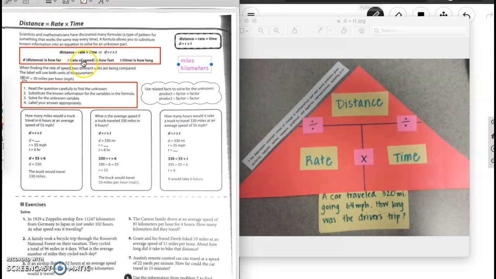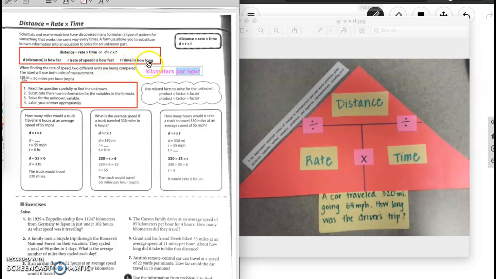Rate, R, is rate of speed, basically telling you how fast it is. So when we're looking at rate of speed, usually it's written as mph, which stands for miles per hour. That tells you how fast a car can go. Or it could be kilometers per hour. Usually they will tell you the "per hour." So when you see that, that is your cue telling you that it's probably talking about rate, how fast something is.